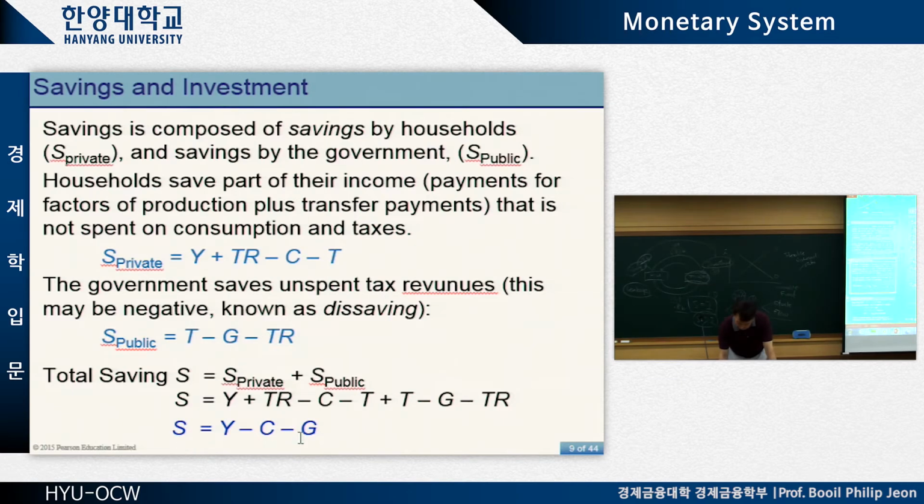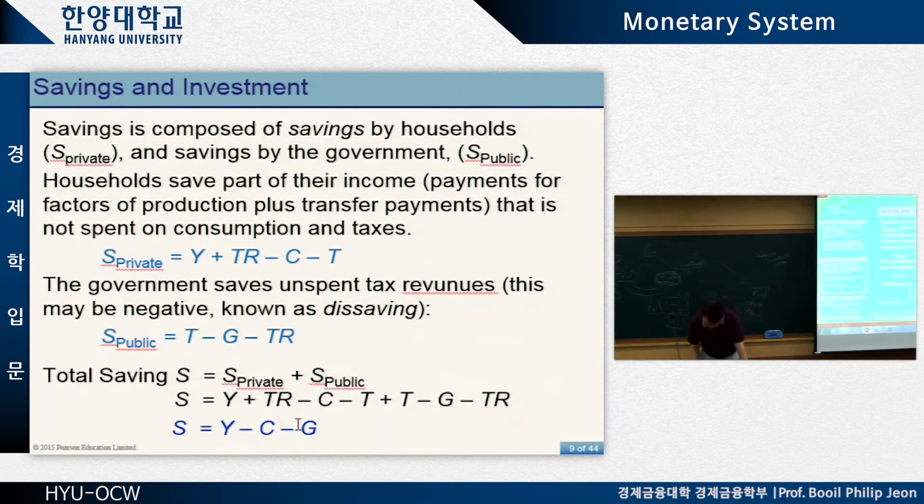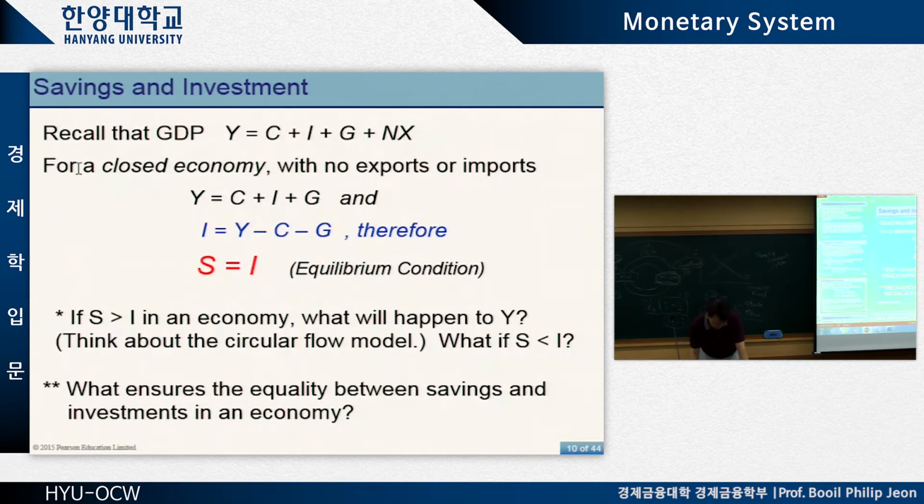That's it, right? So that's the expression for saving. What about investment? Think about the investment. Well, let's assume we have a closed economy. In other words, there is no international transaction, right? There is no international trade. So forget about net export, right? So then Y should be equal to C plus I plus G. Then if you rearrange that for I, it becomes Y minus C minus G, right?